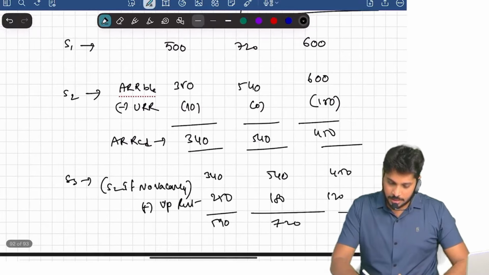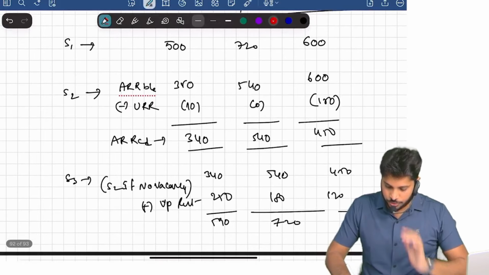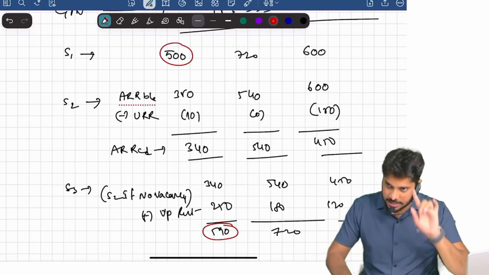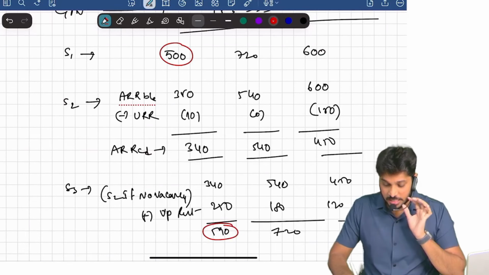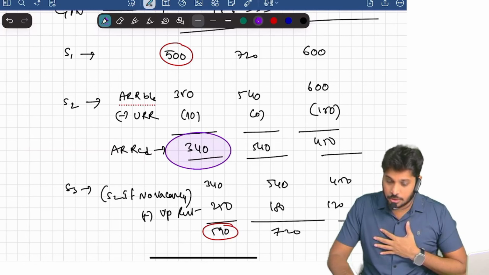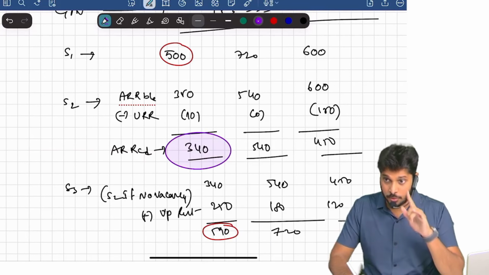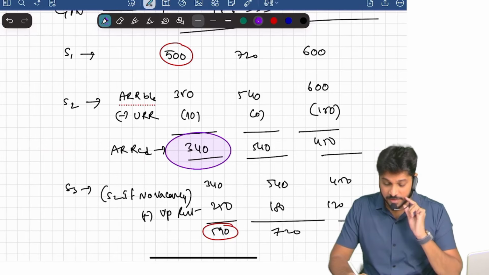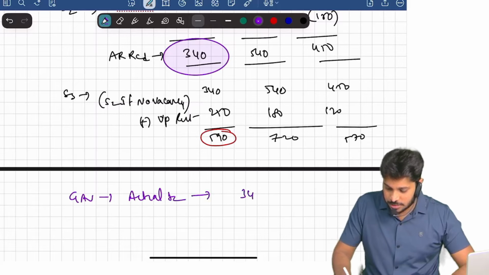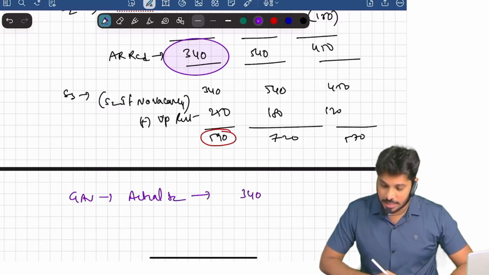Okay, here step number 2, if at all vacancy is not there, is higher than step number 1, which means here actual step number 2 is lower than step number 1 only because of vacancy. If that is the case, gross annual value is actual step number 2. Actual step number 2 is 340, correct?